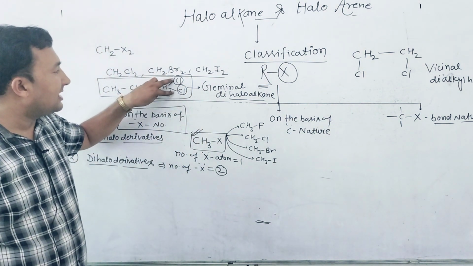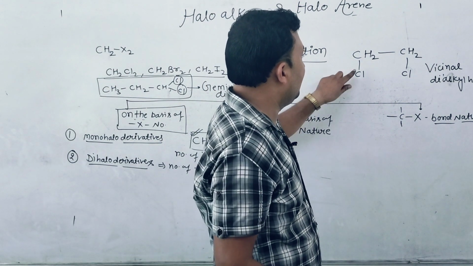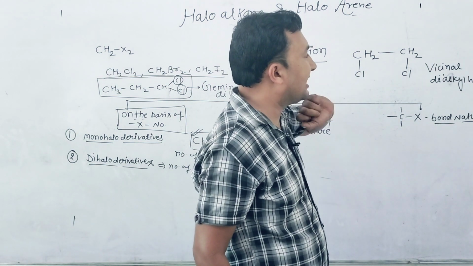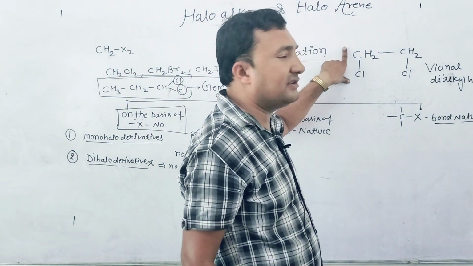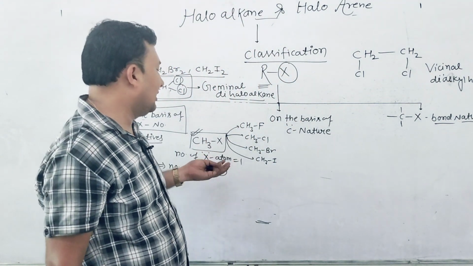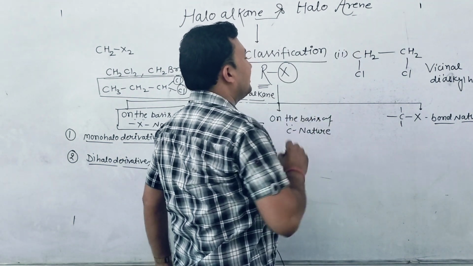If two halogen atoms are present on adjacent carbons, like this one, with one halogen on the first carbon and another chlorine on the second one, this kind of situation is called vicinal, or in short vic-dialkyl halide or vic-dihaloalkanes. So that is another kind of question which can be asked in the exam.